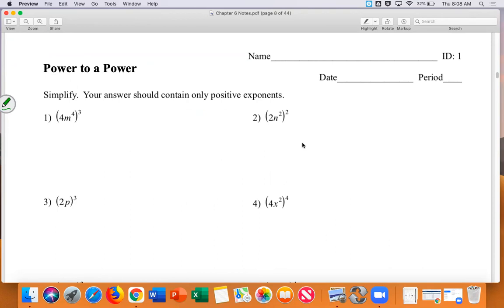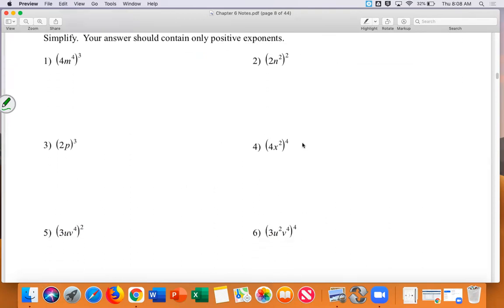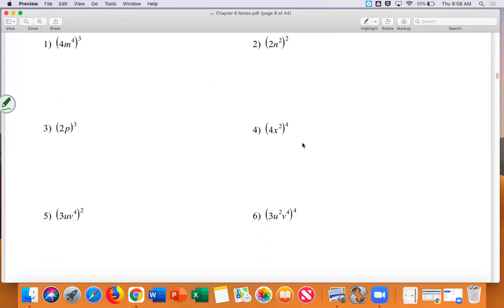All right. So Kanye asked about number 3. So I'm actually going to start with number 3. Now, here's the thing. Now, you're in doubt, Kanye, right? How to do this? So this is 2p to the 3rd. So that means I have 2p times 2p times 2p, right?